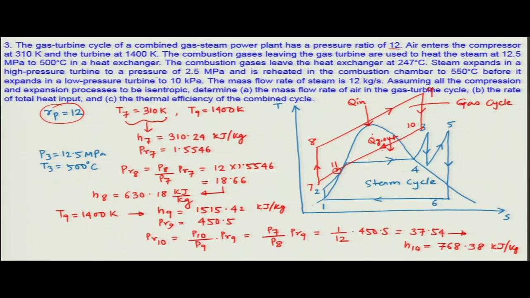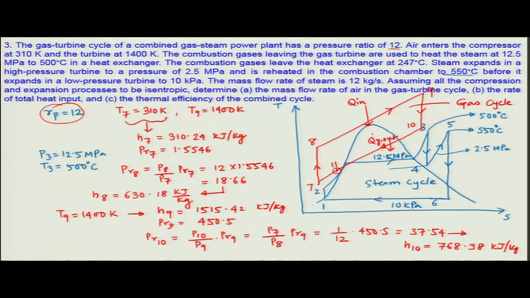Now, coming to these questions. What is given is the mass flow rate of the steam, that is 12 kg per second. So, m dot s is given as 12 kg per second, and the condenser pressure is given, that is 10 kilopascal. The boiler pressure was 12.5 megapascal. So, there is no boiler, this is a heat exchanger, at 12.5 megapascal, and the temperature corresponding to this third point is given, that is 500 degree centigrade. Then the steam expands in a high pressure turbine to 2.5 megapascal. So this is basically your constant pressure line of 2.5 megapascal, and this temperature is given, 550 degree centigrade. Right. So all these states are defined.